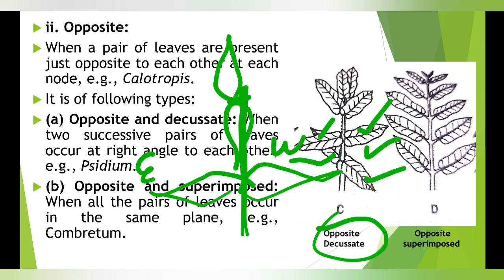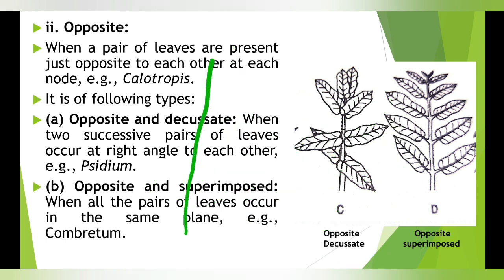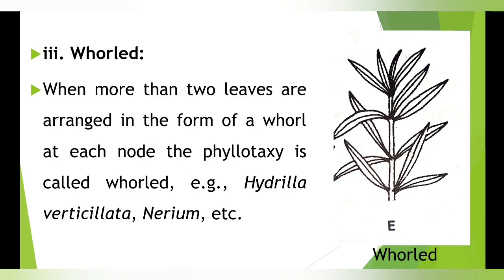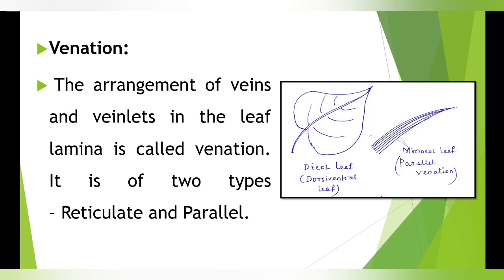But in case of opposite superimposed, all the leaves are arranged in a 2D pattern. Suppose one leaf is here, second leaf is here. In the next node, one leaf is here, and the second leaf is just opposite to that, in the same plane. These are found in Combretum as well as in your guava plant. Next, whorled arrangement or spiral arrangement. In this type of arrangement, the leaves are arranged in a spiral manner on the stem, present in Hydrilla verticillata, Nerium. Then what is venation?